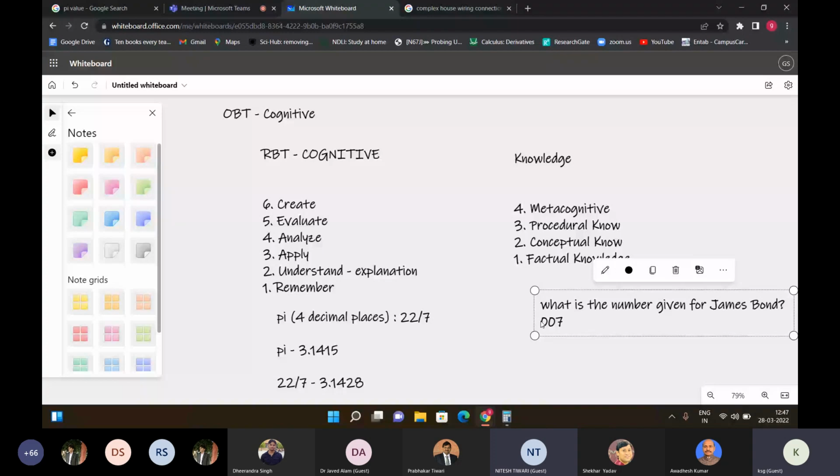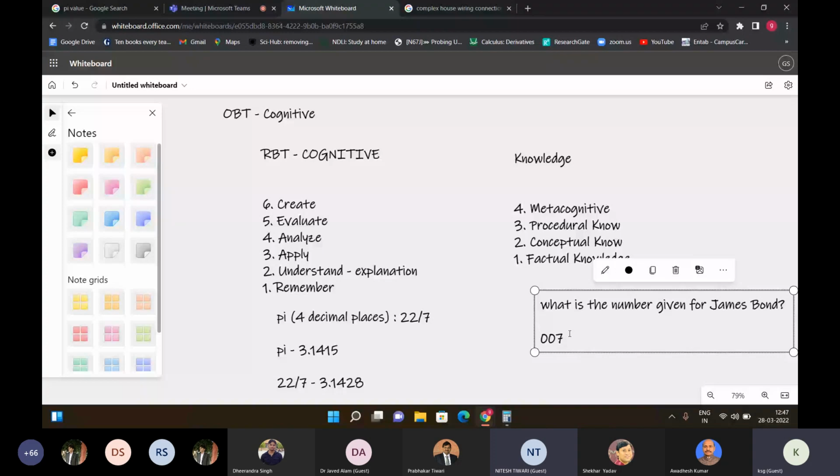So what is this level? It comes under the remember level. 007 is the number that is given for James Bond. When you give that answer, it comes from your memory.